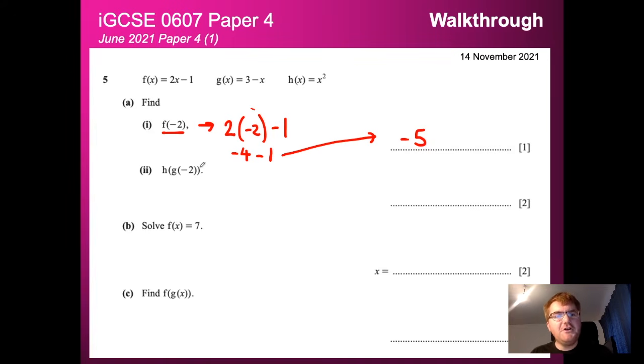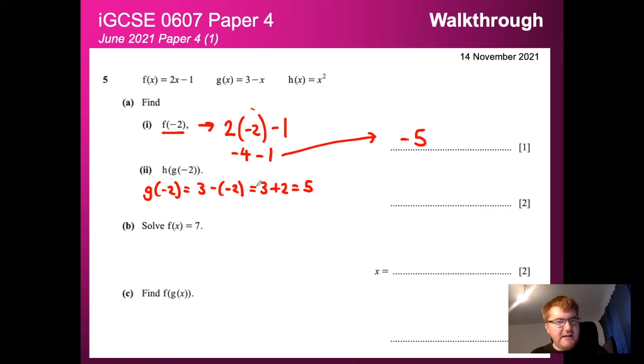And for the second question, it's a very similar kind of process here. So we're going to work out g of minus 2 first of all. So I look at my g function here. Wherever I see an x, I'm going to put a minus 2. So we get 3 minus minus 2. Notice you've got two minuses there. And if we put those together, the minus and the minus make a plus. So 3 plus 2 is 5.